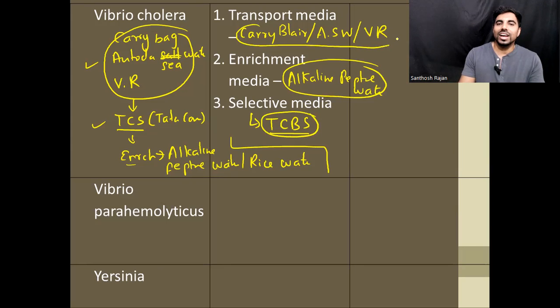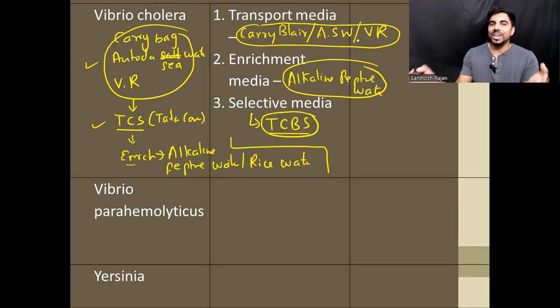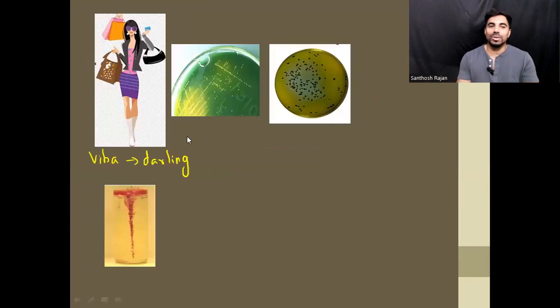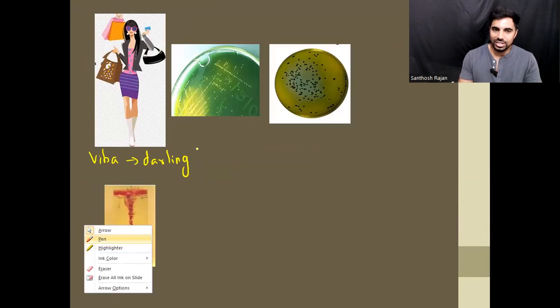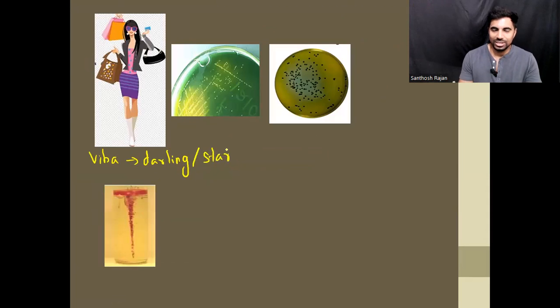Cary-Blair and autoclaved seawater, she carries to the office in the carry bag. Vibha is a darling of darting motility, and she's like a star, right? She's a star. Darting, and she's like a star.